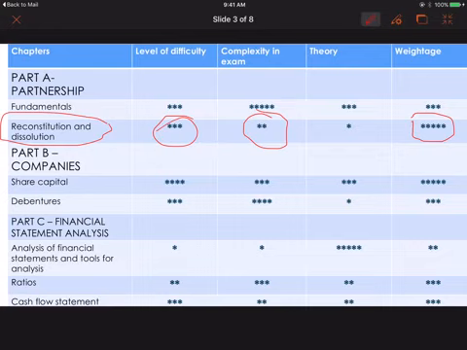Okay, 2 star difficulty. Almost basic standard questions are asked from this chapter. One or two important adjustments, that's it, and those can even be predicted. Okay, very low complexity in exam. The theoretical aspect of this chapter is also very less, and then weightage is 5 stars. So this is really a highlighted chapter for me.